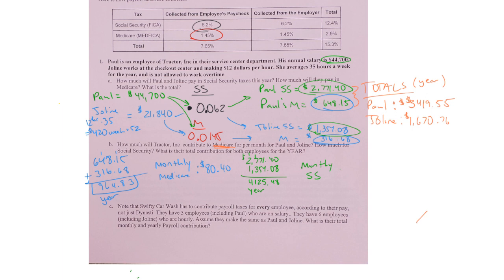Social Security. So this is for the employer. Remember, the employer is going to pay this. They're going to pay $343.79.